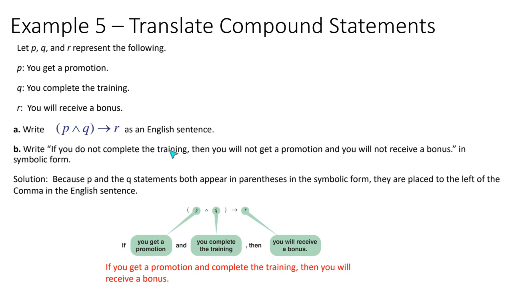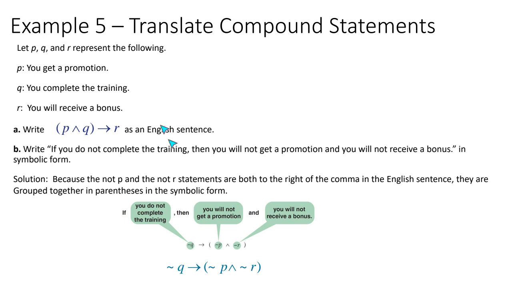Okay, so for letter B, we want to write it in symbols now. If you do not complete the training, then you will not get a promotion and you will not receive a bonus. So here, what we're grouping together is after the comma. So we're going to group together, you will not get a promotion and you will not receive a bonus. Okay, so let's see what that looks like.